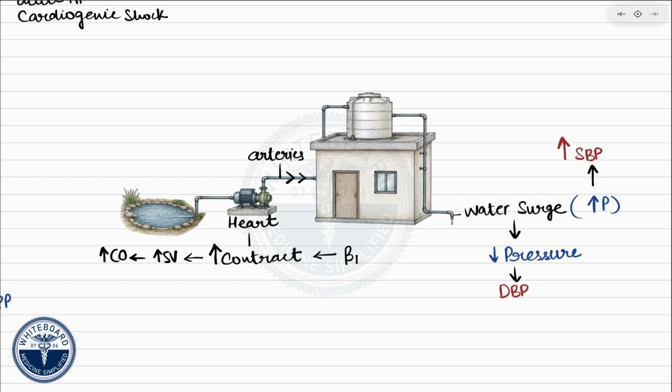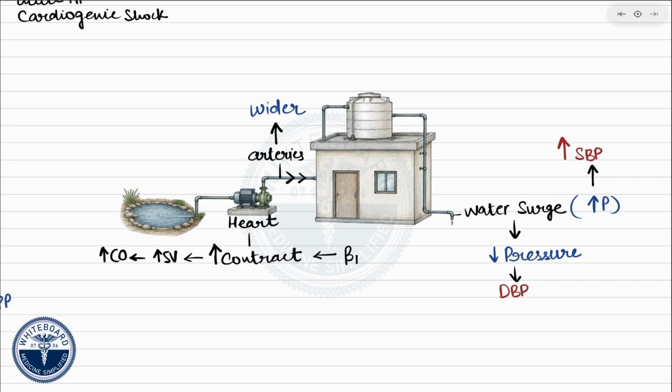Now, let's look at the blood vessels. Imagine that the hose suddenly becomes wider. Water can now flow through it much more easily because there is less resistance. As the water flows away more freely between one beat and the next, the pressure inside the hose falls.